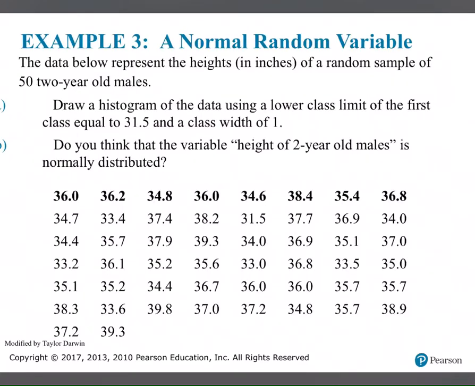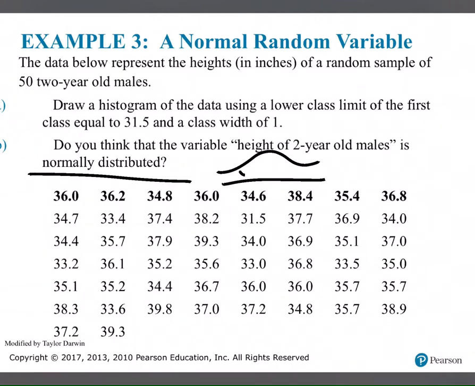The data below represents the height in inches of a random sample of 52-year-old males. Draw a histogram of the data using a lower class limit of the first class equal to 31.5 and a class width of 1. Do you think the variable height of 52-year-old males is normally distributed? Basically, do we think it makes a bell shape? That's all it's asking. And so you could take the time and draw a histogram of this data and group them in lower class limits and widths of 1, sorry.